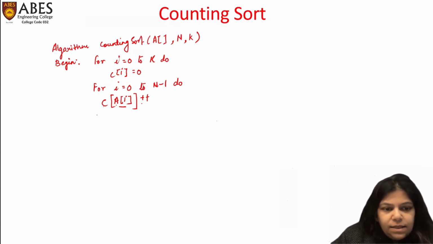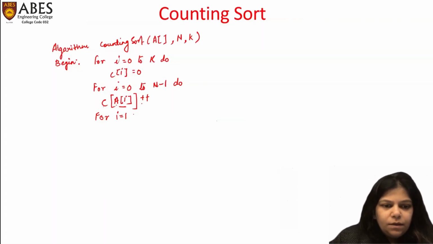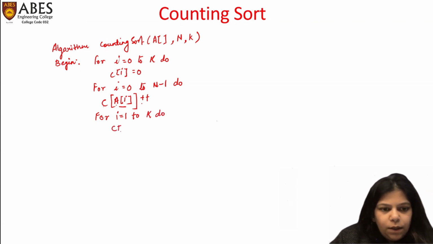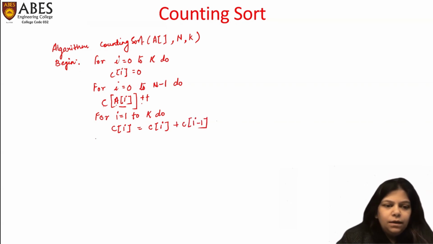Now, the next task is to convert it into a frequency array. For this, we will start from the second index to the last index. So this will become 1 to k. Now what do we have to do? We have to keep on adding up the previous element to the current element. So C[i] will become C[i] plus C[i minus 1], right?